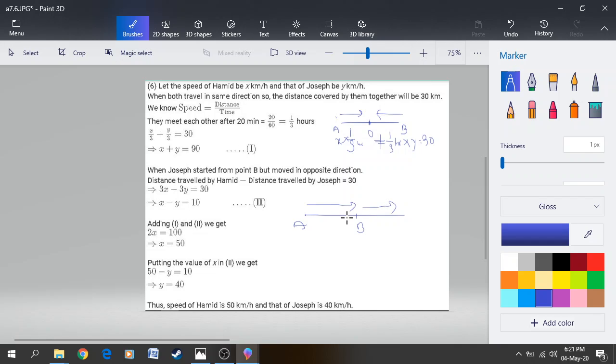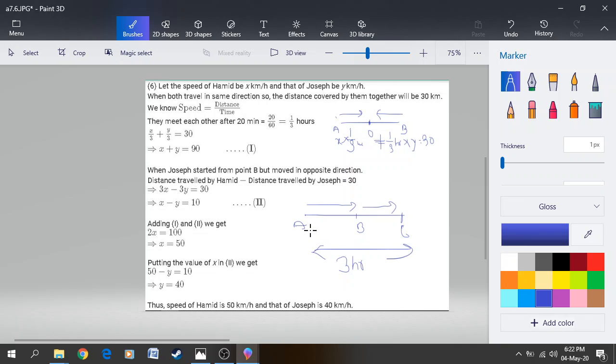So when they meet, there should be a point like this. This is the point of meeting. Okay. So this is the time. Total time required is 3 hours, right? So Hamid would have caught him after 3 hours. 3 hour time. So after 3 hours, Hamid will be here at point C, and Joseph also will be at point C.